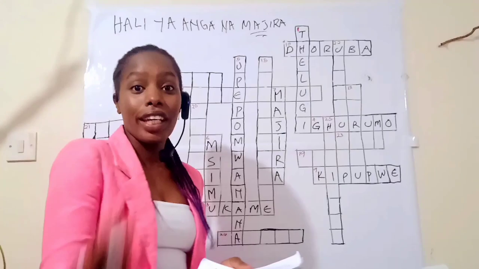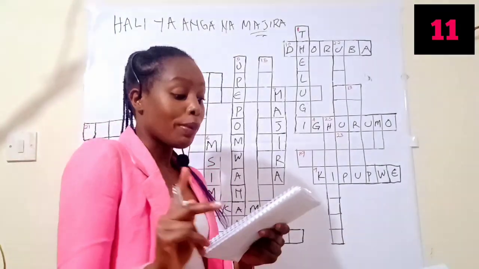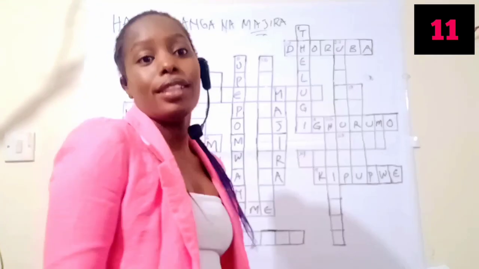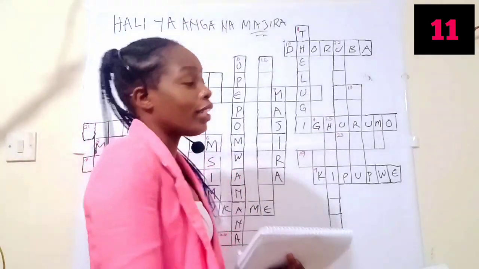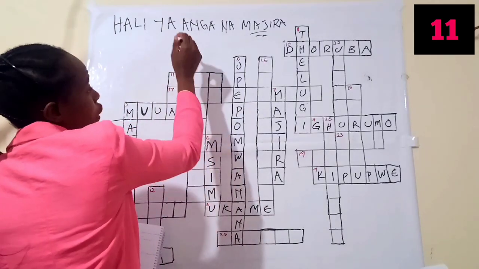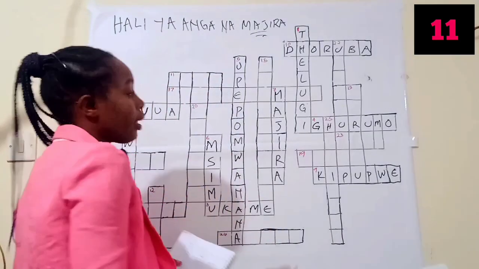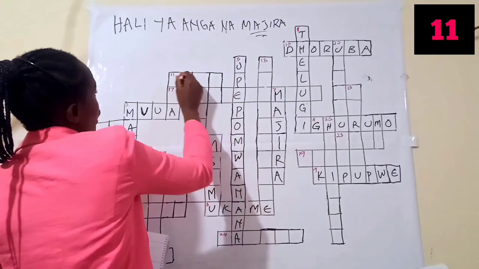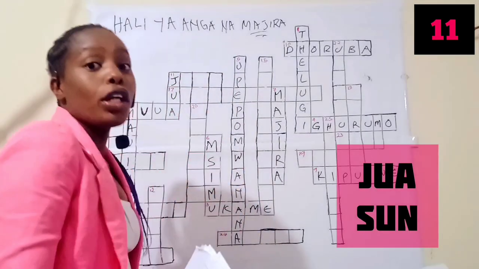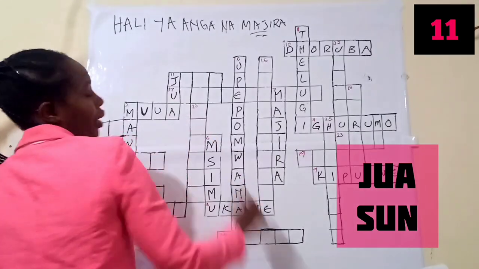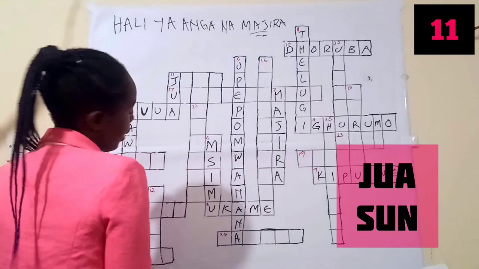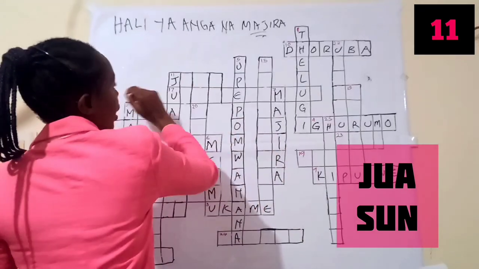Okay, let's go to number 11. Number 11 is sun. What do we call sun in Swahili? Number 11 going down is sun. Sun is jua. Sun.